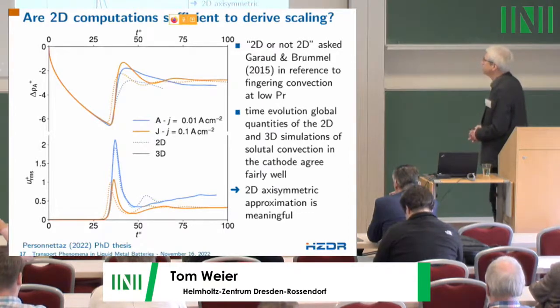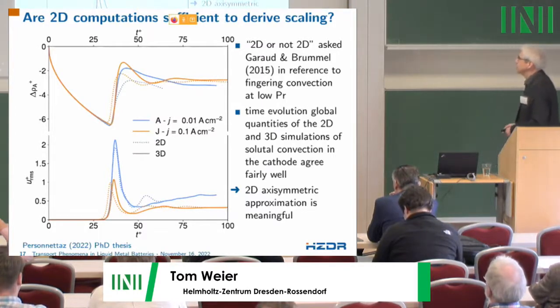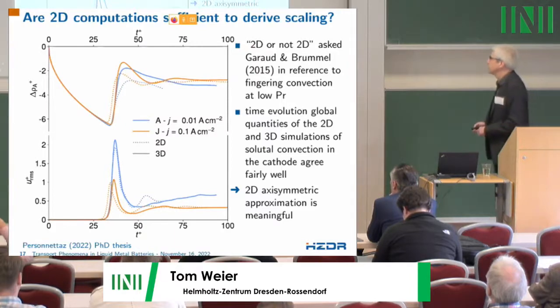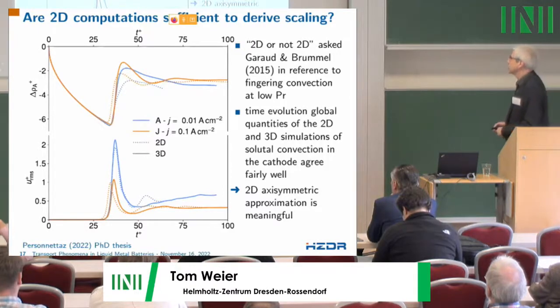There is often the question, are 2D computations sufficient to derive the scaling we arrived at? And this is a comparison for two different cases. For 3D, this is the solid line and the dotted line, 2D results. And it looks fairly okay. So I guess the scalings should be valid for the range under observation.